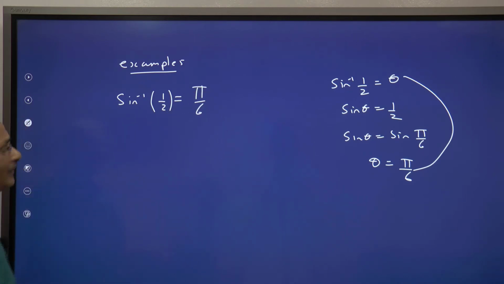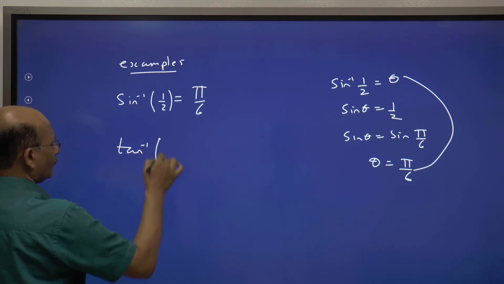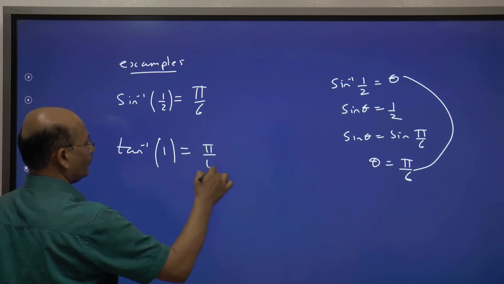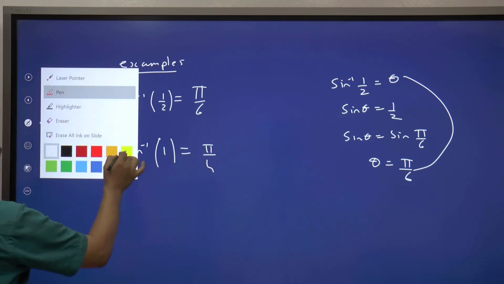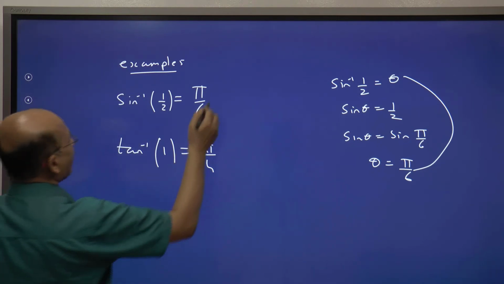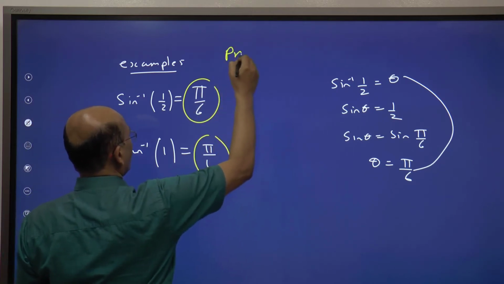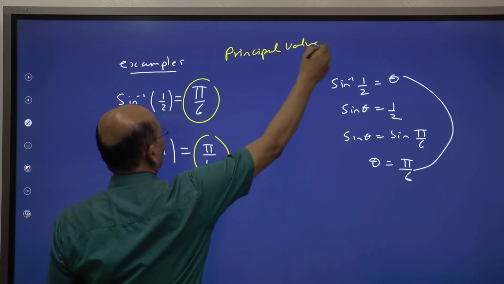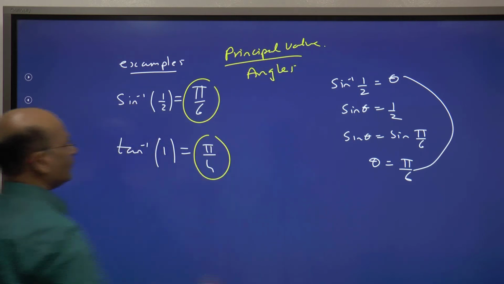Let us take another example. Suppose I say tan inverse of 1. Whose value of tan is 1? Pi by 4. Now, this is something very important I want to share: these angles which we get should always be principal values. That is, the angles are always principal values.